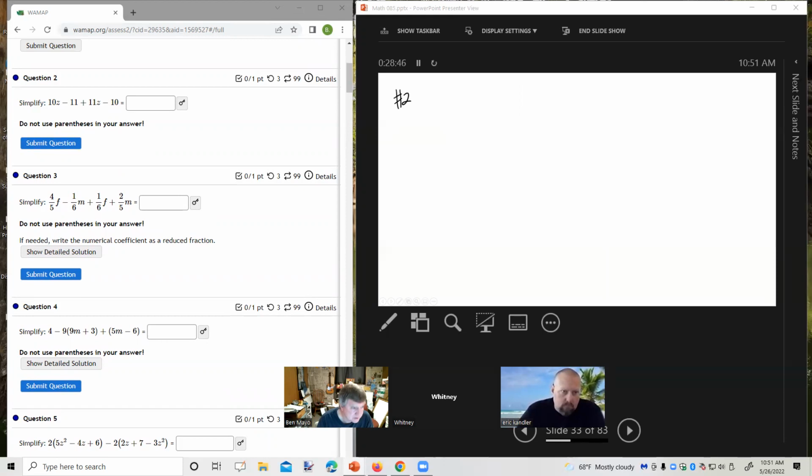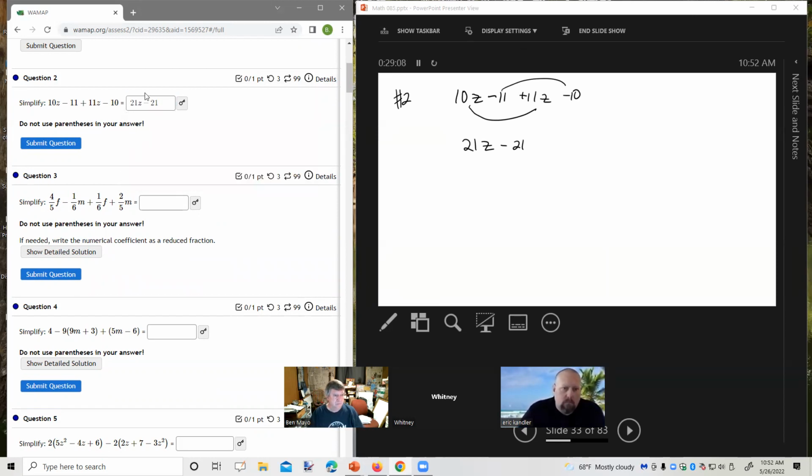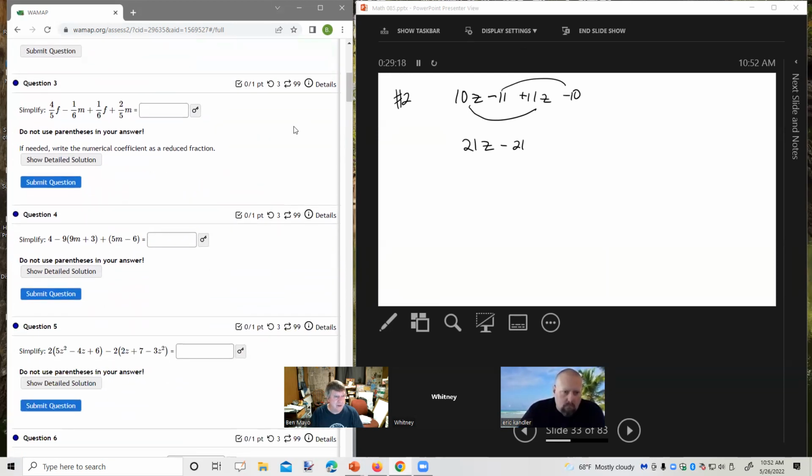Number two, again, simplify 10z minus 11 plus 11z minus 10. So we've got 21z minus 21 as a constant. So 21z minus 21. We doing okay? I'll just keep going unless you stop me. All righty.